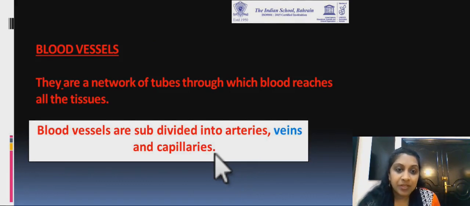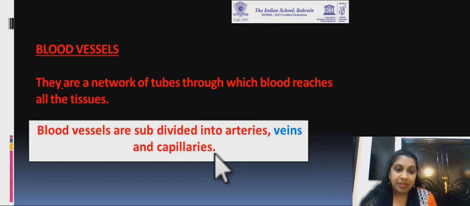The next component of the transportation system in human beings are the blood vessels. What are blood vessels? The blood vessels are the network of tubes through which blood reaches all the tissues of the human body.